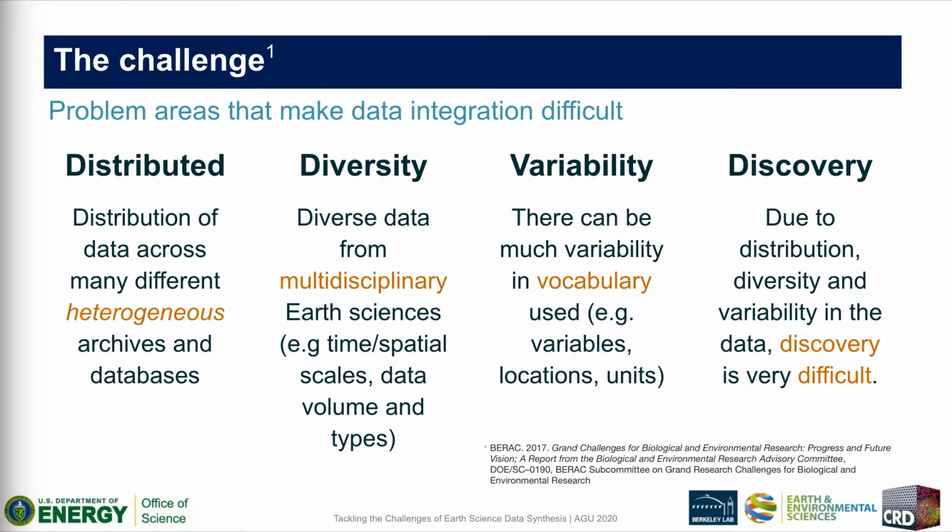Data is distributed across different heterogeneous archives and databases. Data is diverse, coming from multidisciplinary earth sciences and can be in different scales, volumes, and data types. There also is a lot of variability in vocabulary used, such as variable names, measurement units, and how locations are described. Finally, due to the distributed, diverse, and variable nature of the data, discovery of data for scientific analysis is very difficult.